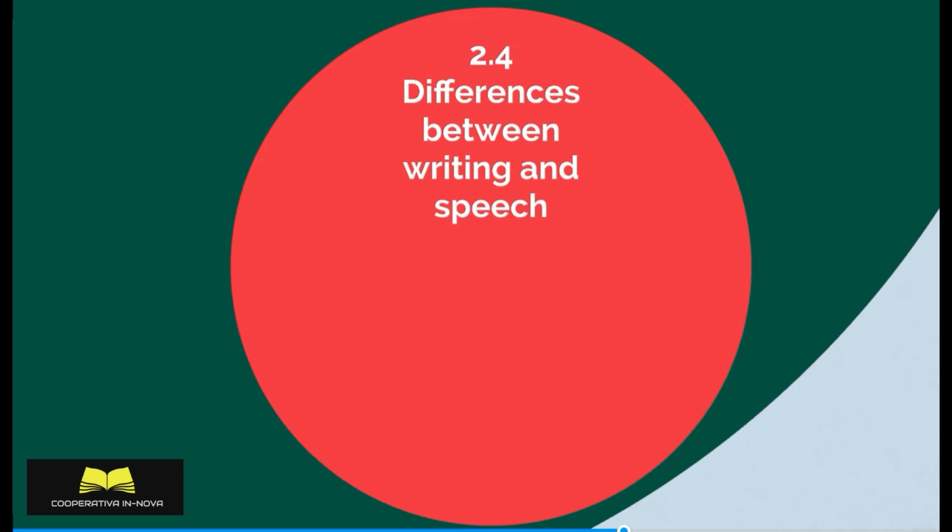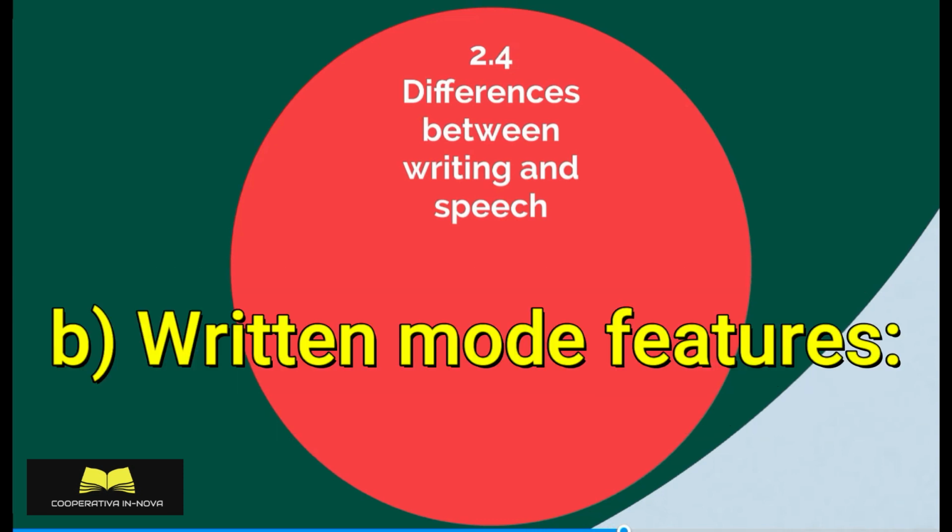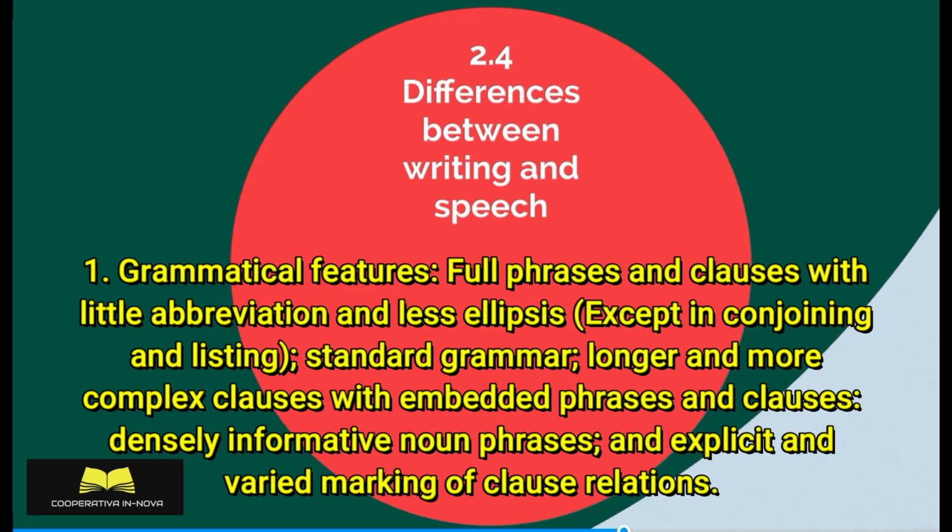B. Written mode features. 1. Grammatical features. Full phrases and clauses with little abbreviation and less ellipsis, except in conjoining and listing. Standard grammar.